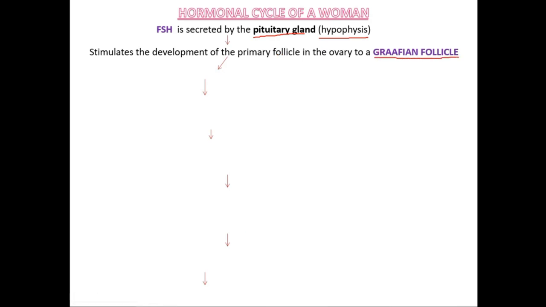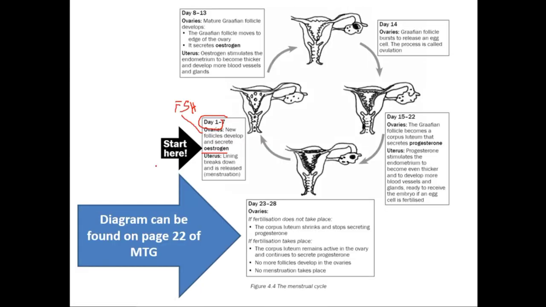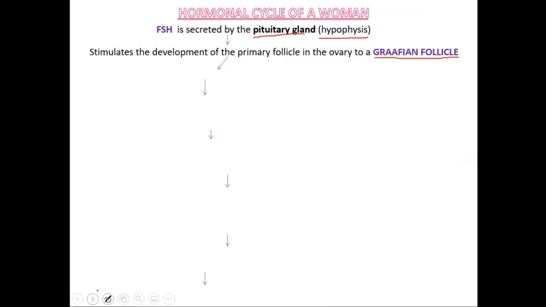On which day does this happen? On day one to day seven. Okay, so here's the diagram. I'm unable to show both of it at the same time. So you're just going to have to imagine this diagram or go back to it when you go over the recording. So FSH stimulates the development of the Graafian follicle.